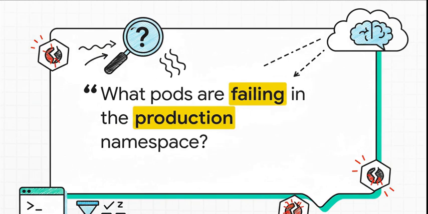And you can get super specific too. Think about it. Instead of running some crazy kubectl command to find failing pods in, say, the production namespace, and then describing each one, you just ask the question that's already in your head. It cuts the time from, what's going on, to, aha, there's the problem, down to almost nothing.